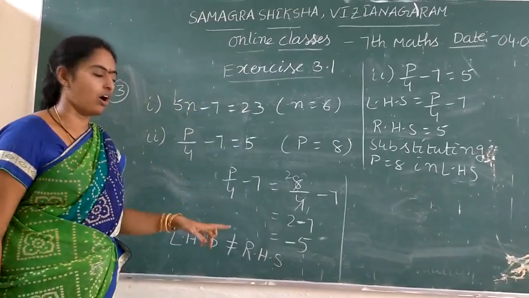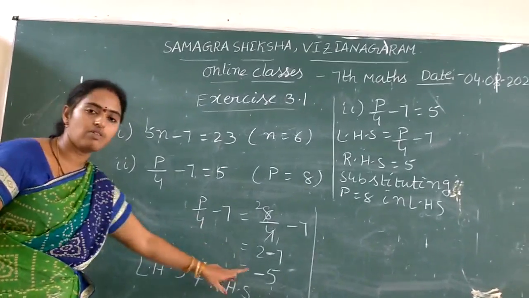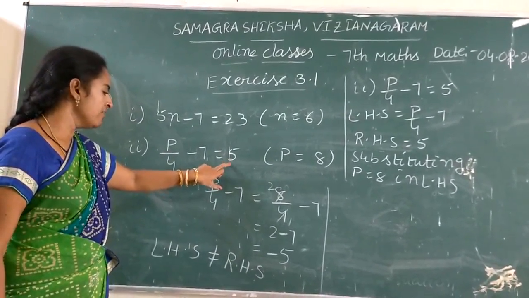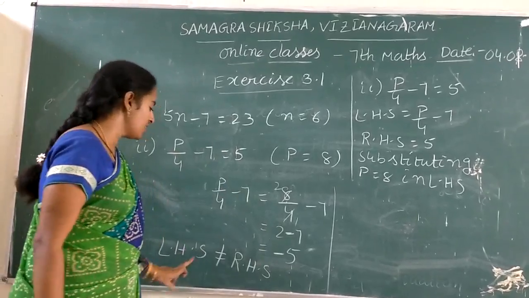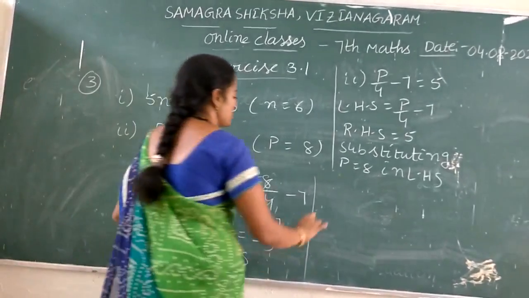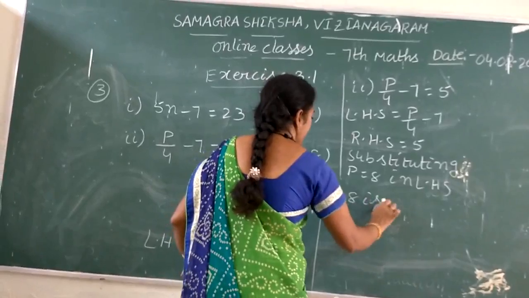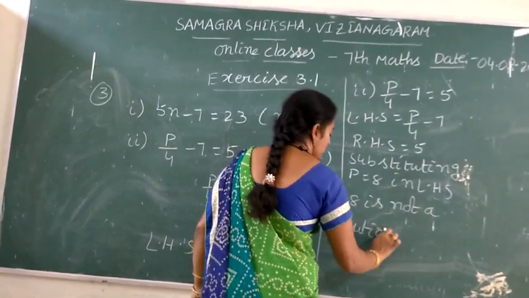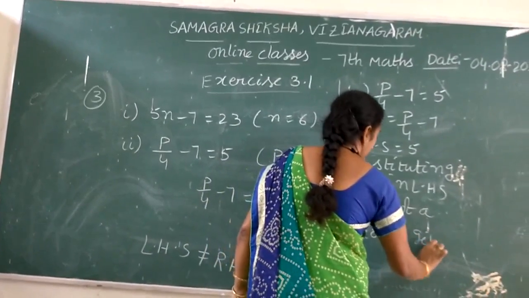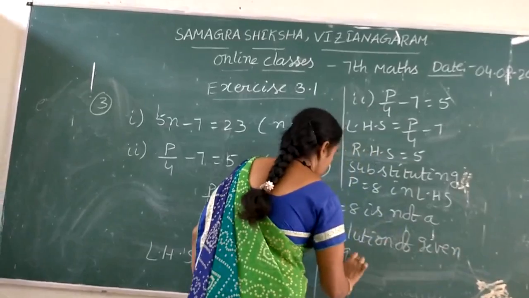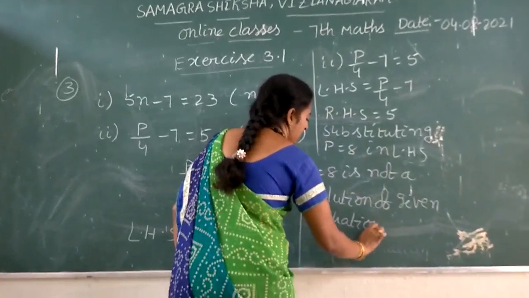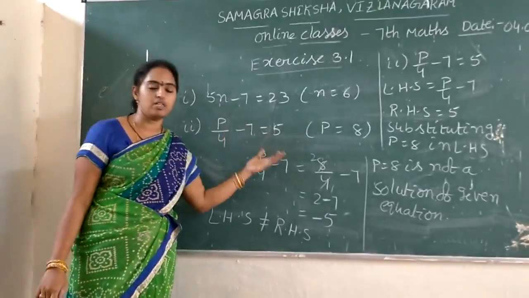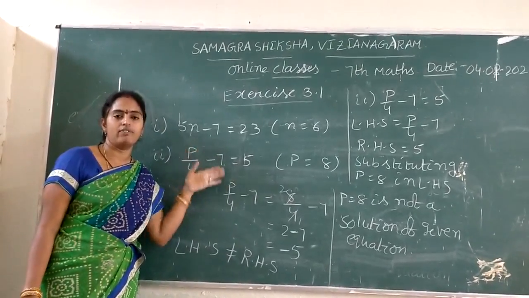Here LHS is not equal to RHS. We get the LHS value is minus 5 and the RHS is given as 5. Since LHS is not equal to RHS, P equal to 8 is not a solution of the given equation. In this way, we have to verify whether the variable value is a solution of the given equation or not.